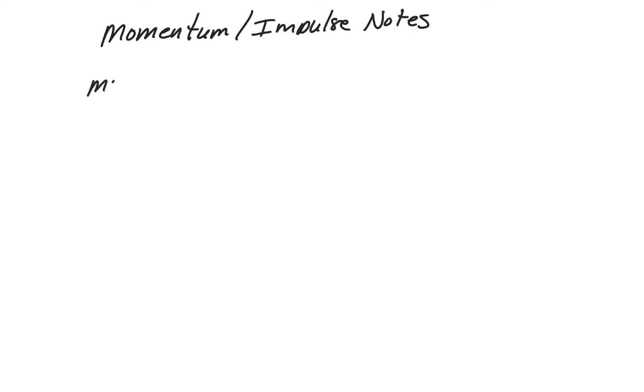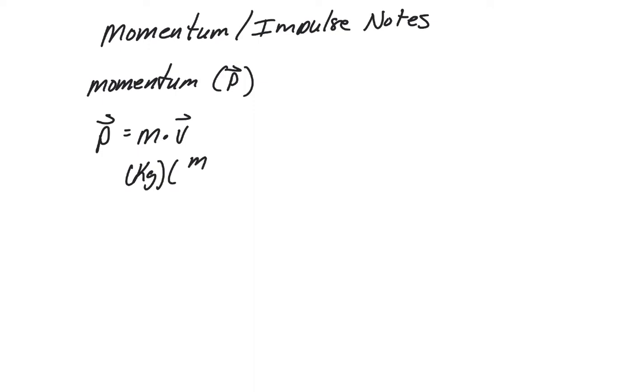So we're going to define momentum. And we're going to use the letter P to stand for momentum, and it is a vector. And we're going to define momentum as mass times velocity. Now, let's check out our units here. Our units for mass are going to be kilograms. Our units for velocity are going to be meters per second. So our unit for momentum is simply going to be kilogram meters per second. We don't have a special name for this. We're just going to leave it as kilogram meters per second.